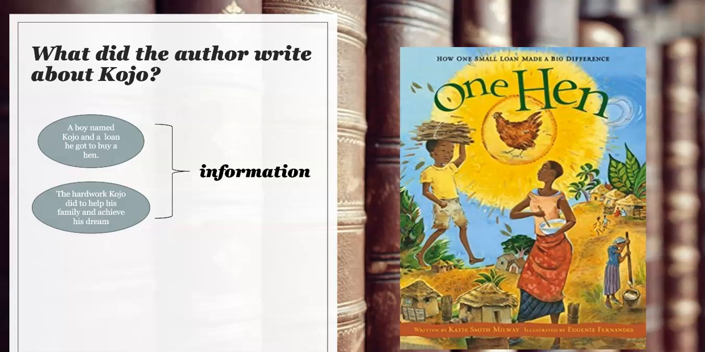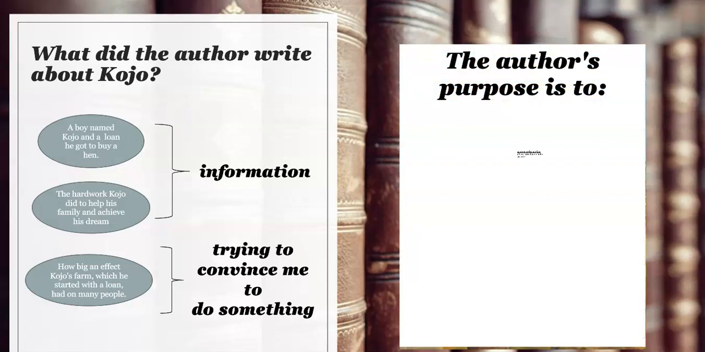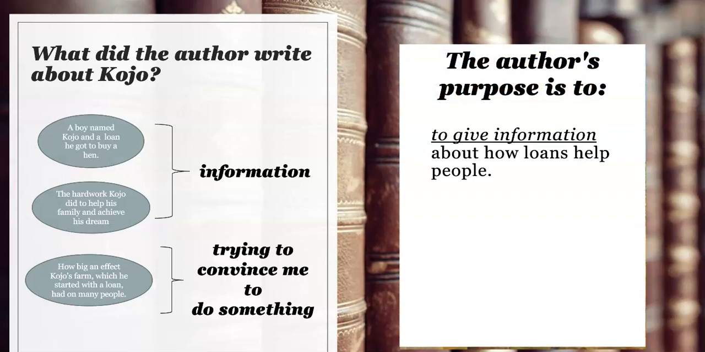So again, just like the previous book, if I think something's information, the purpose might be to teach me something, or the author's purpose may be to share that information. Right? When the book talks about effect, I notice that they're trying to convince me to do something, because there's quite a few passages where Kojo encourages his family members and some of his employees to loan other people money, like he is loaning them. I apologize. So I think that the author's purpose is to give information about how loans help people.